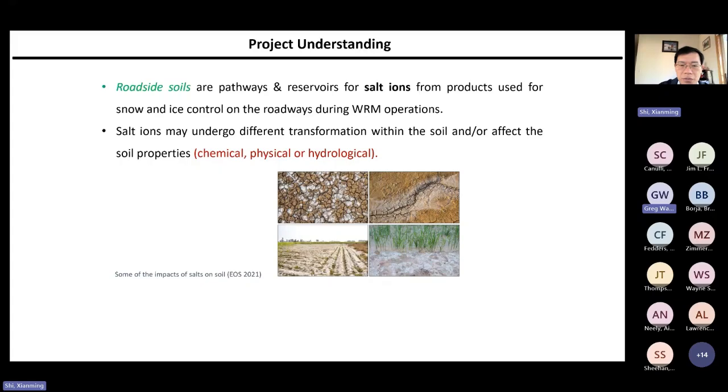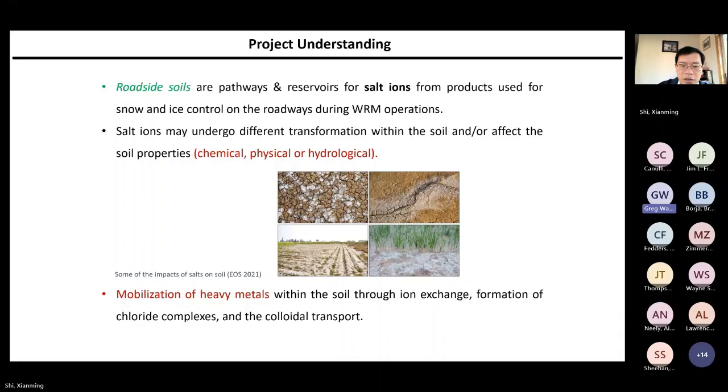Basically, these mechanisms could be chemical, physical, or hydrological. And one of those things, especially concerning, is the mobilization of heavy metals within the soil through ion exchange, formation of chloride complexes, and colloidal transport. So the interaction between the chloride salt ions and the soil particles can be very complex. To gain a better understanding, we have to start from somewhere.